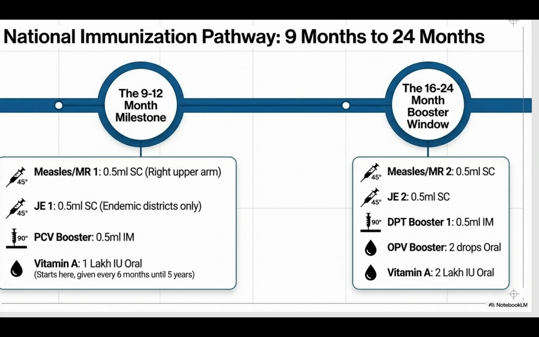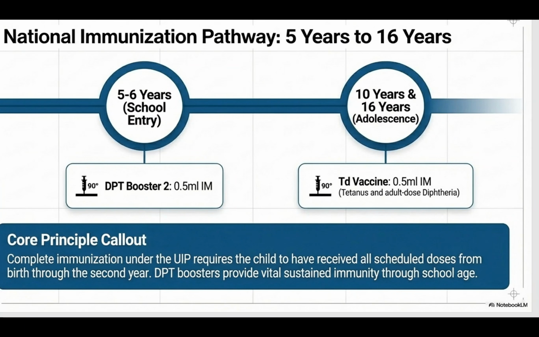At 9 to 12 months, under the National Immunization Program, we have measles containing vaccine, MR first dose, JE1 in endemic districts only, pneumococcal vaccine booster, and start of vitamin A prophylaxis. At 16 to 24 months, we repeat the measles containing vaccine and JE. Now we give the DPT booster, OPV and vitamin A 2 lakh units orally.